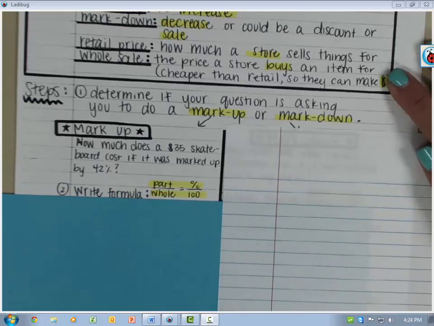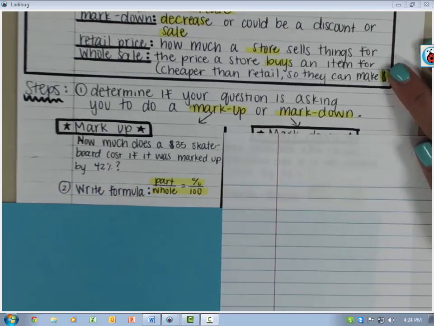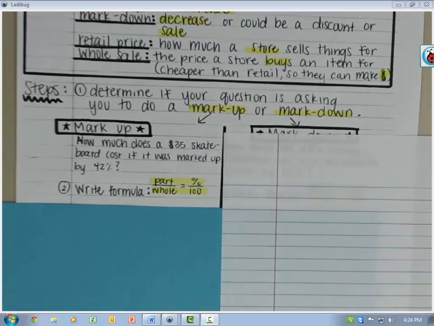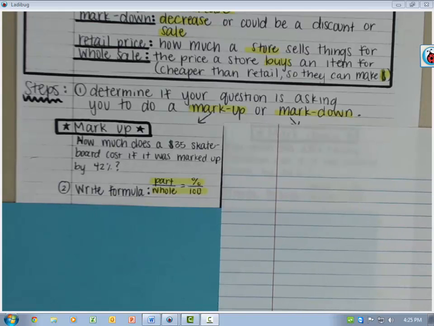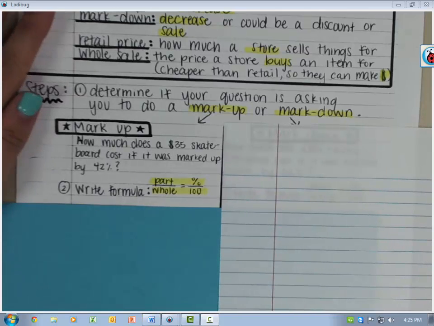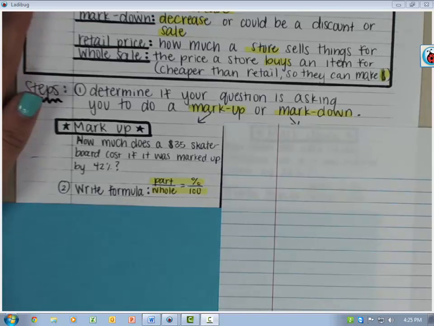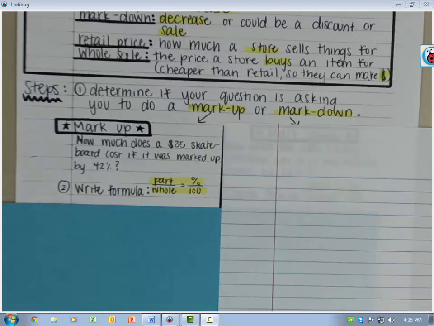So, your first step, write your formula. This is a new formula. You need to memorize this. This is a very important formula that you will see for the rest of the year. Make sure it's memorized. So, it says part over whole equals percent over 100. Now, you know what that looks like, right? It looks like a proportion. Okay, that's exactly what it is.